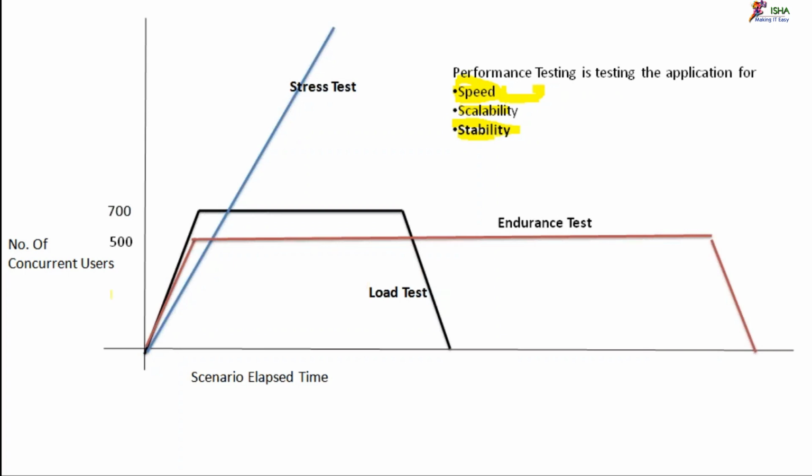You see, the endurance test you don't do with 700 users, you do with 500 users. Okay, usually 70 to 80% of the peak load is considered for the endurance test. Okay, now you do a long test.